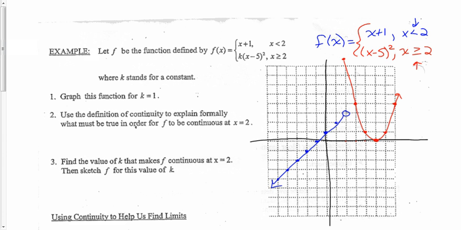Number 2, use a definition of continuity to explain formally what must be true in order for f to be continuous at 2. So first and foremost, first piece of information, we must have that f of 2 exists. In this case it does. F of 2 is equal to 9. The next thing we have to have is the limit as x approaches 2 of f of x must exist. I'm going to specify, that means the left-hand limit and the right-hand limit must be equal to each other.